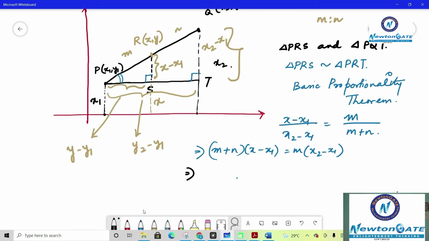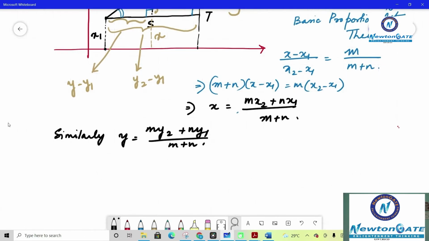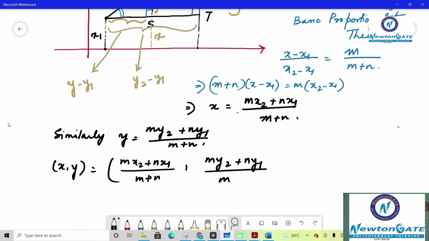Solving this, we will get x equal to (mx2 + nx1) divided by (m + n). Similarly, we can find y is equal to (my2 + ny1) divided by (m + n), and that concludes our section formula. So the section formula is x comma y equal to (mx2 + nx1) divided by (m + n), and (my2 + ny1) divided by (m + n).